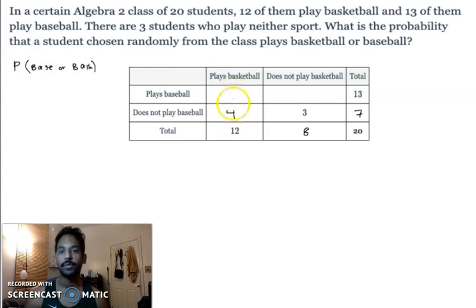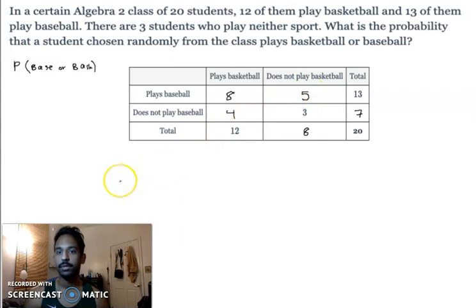Since the total number of students that play basketball is 12, there are already 4 that don't play baseball. The other 8 also play baseball. And here we see that this box and this box need to add up to make 13. 8 plus 5 gives us 13.